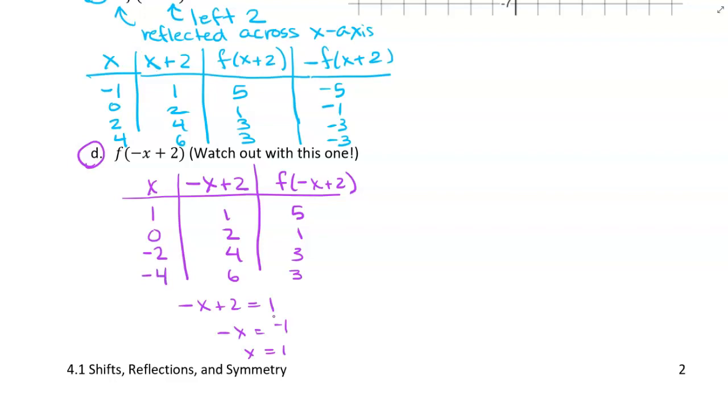Okay, so those are just the x values that give me the inputs that I want to f of x, because those are the values that I know. I know the output for these inputs, right? So now I have xy coordinates, right? This is 1, 5. This is 0, 1. This is -2, 3, and this is -4, 3. All right. So those are the coordinate pairs, and then I can just plot them.